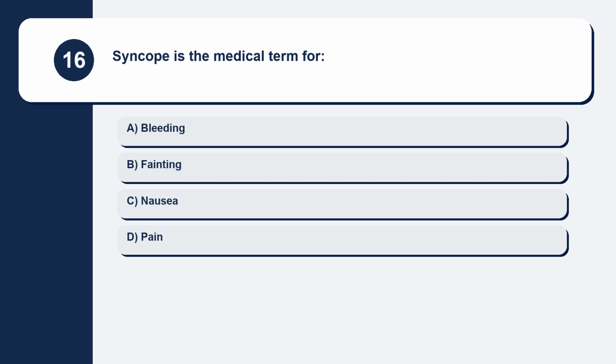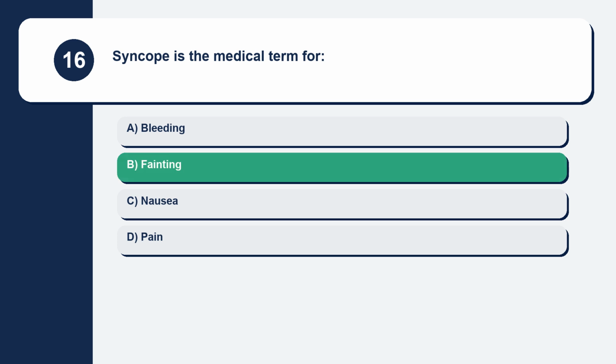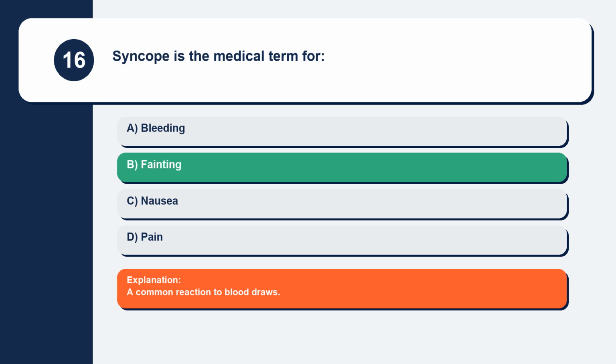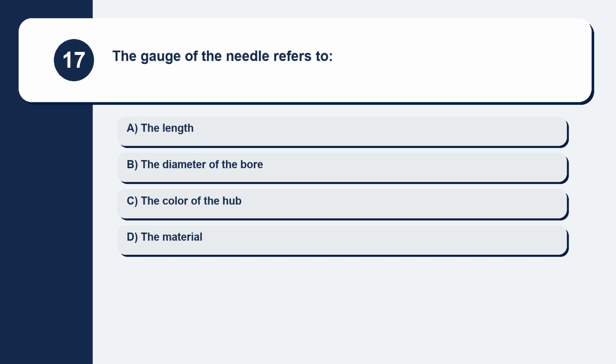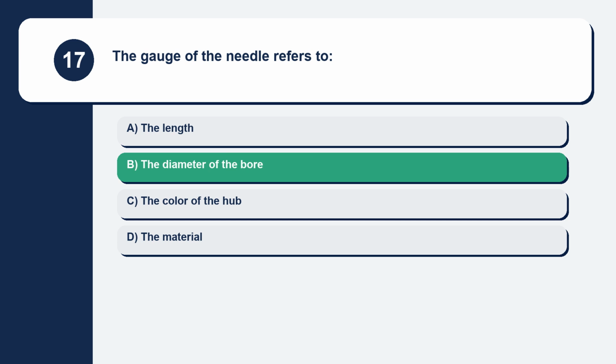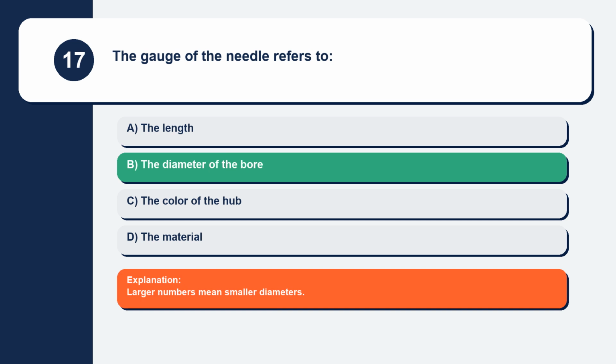Question 16. Syncope is the medical term for bleeding, fainting, nausea, pain. A common reaction to blood draws. Question 17. The gauge of the needle refers to the length, the diameter of the bore, the color of the hub, the material. Larger numbers mean smaller diameters.